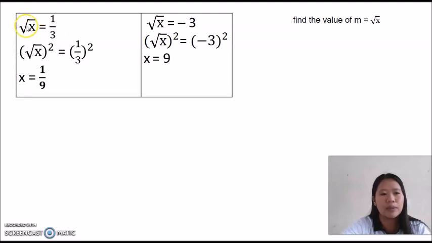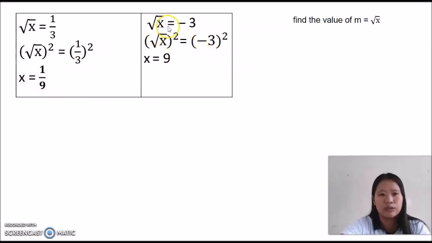Kailangan makancel or mawala yung radical sign. Paano natin gagawin yon? I-erase natin both sides by 2. So we have now square root of x raised to 2 equals 1/3 raised to 2. So square root of x raised to 2 is equal to x and 1/3 raised to 2 is equal to 1/9.